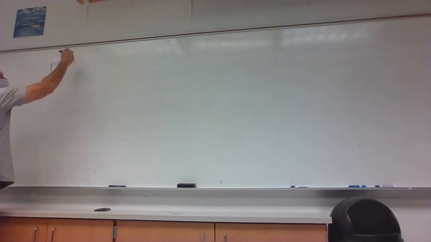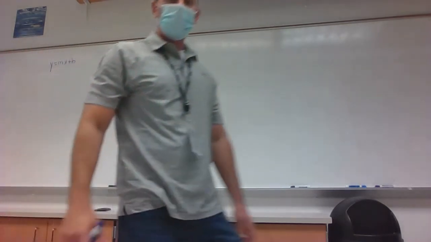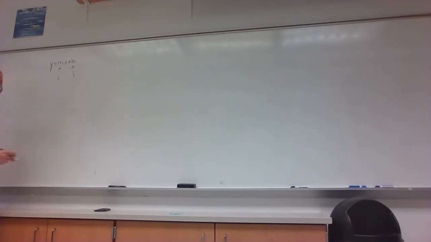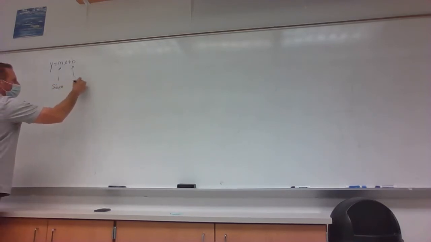So what two variables are we looking for when we write it in slope-intercept form? Which two are we substituting in for? M and B, right? Why is this called slope-intercept form? Whatever number is written in place of M is your slope. Whatever number is written in place of B is your y-intercept. This is your slope, and this is your y-intercept.